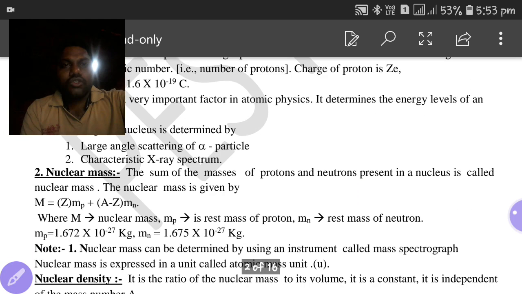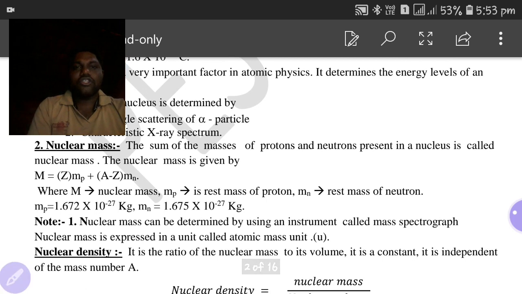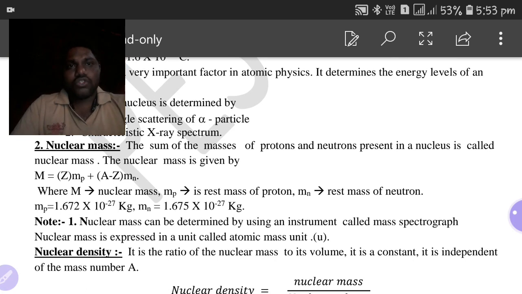Now coming to the third property, that is nuclear mass. We know that the nucleus contains protons and neutrons. So this nuclear mass is the sum of the masses of protons and the masses of neutrons present inside the nucleus.